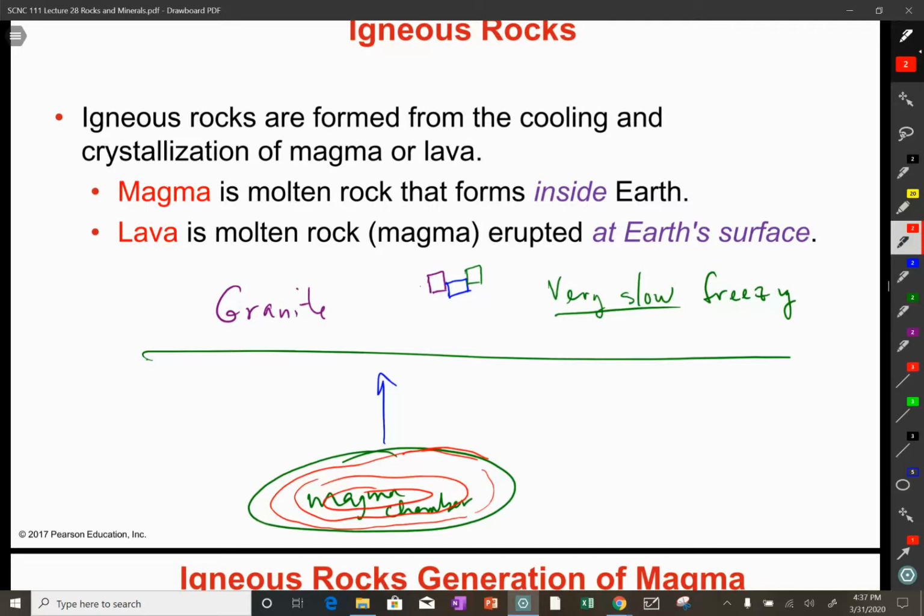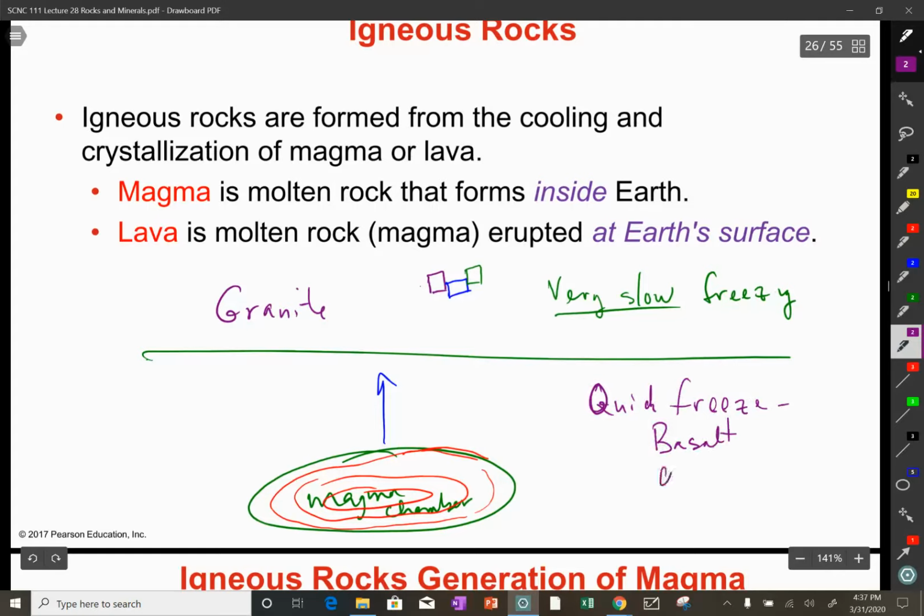Well, we'll talk about this later, but you can't have quick grow granite because it takes time to form those crystals. But what if you have magma that comes out of the ocean floor? Comes out of the ocean floor and hits that water, it's going to freeze quickly. And if it freezes quickly, then you don't have time to grow those. So if it freezes quickly, so quick freeze, then you form things like basalt and obsidian.